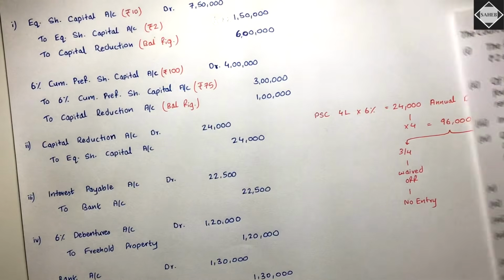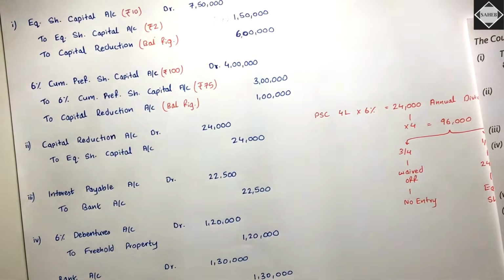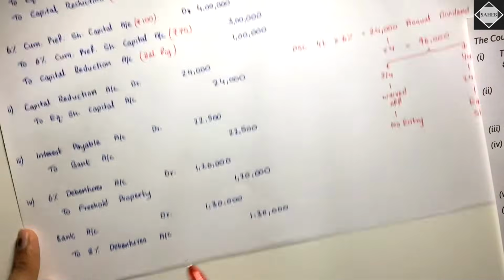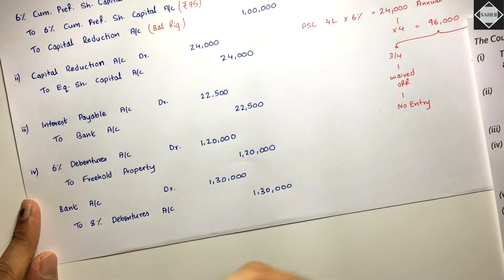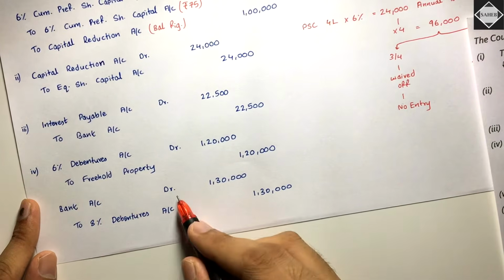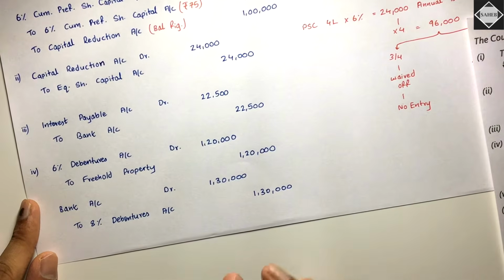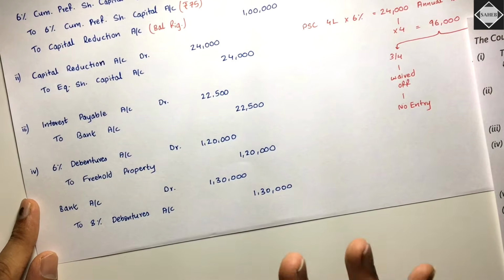Okay, so see, bank account debit, we have received 1,30,000 cash in the bank, and then we have issued new debentures. Whenever we issue new debentures, what do we do? We credit the debentures account, right? Bank account debit 1,30,000 to 8% debentures account 1,30,000. Clear? Simple and straightforward. Fine.